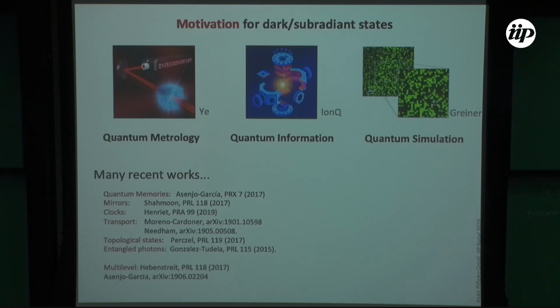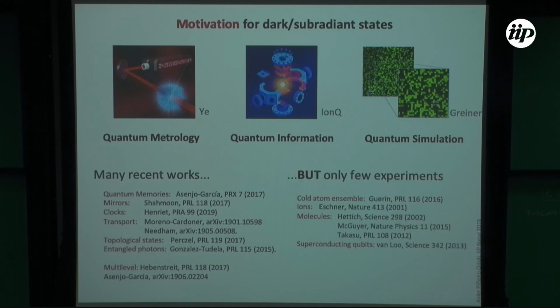And recently there have been quite a lot of theoretical proposals for generating subradiant states and for different applications of them. This is a little selection of mine. And I should say that most of these works deal with two-level systems, and only a few of them, more recent ones, are starting to study multi-level systems. In comparison, however, there are relatively few experiments still that have observed subradiant states. And the reason for this is that engineering subradiant states can be very challenging.